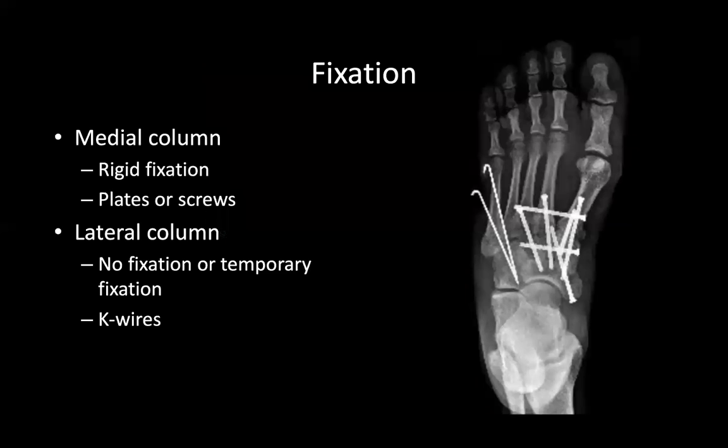In terms of the fixation, I think the key message is that your medial column should be fixed rigidly, and your lateral column should be fixed with temporary fixation of some kind. And that has to do with, remember, the essential and non-essential joints. The medial column doesn't move, and so we can use rigid fixation. The lateral column has a lot of motion, and so we don't want to lock it up forever.